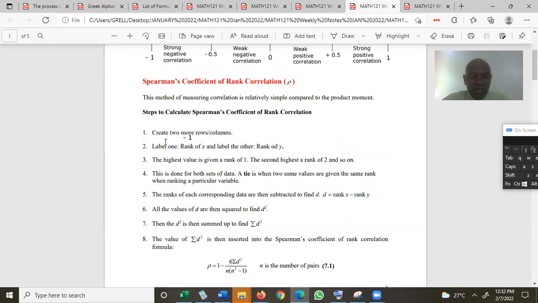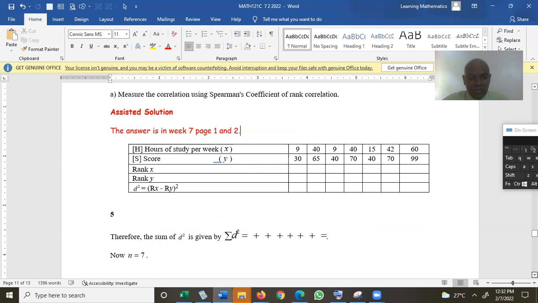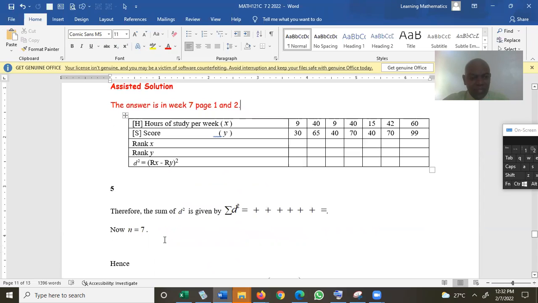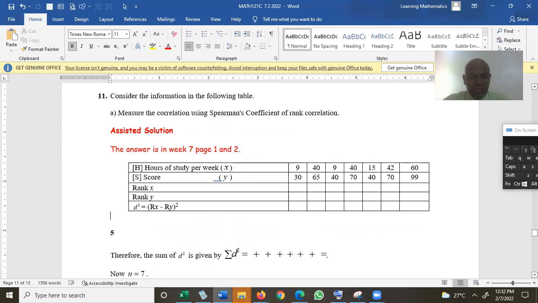And here you have the steps very carefully listed, because beforehand we did not have an online approach. Here you have the table already giving you some assistance, and here you have the steps in the weekly notes number 7. So let's follow the notes. Let's follow the steps.